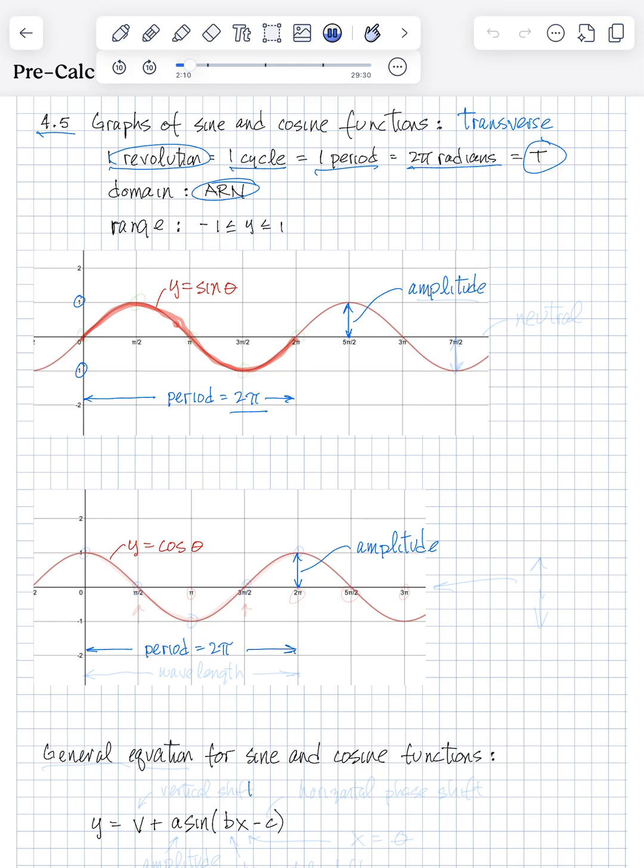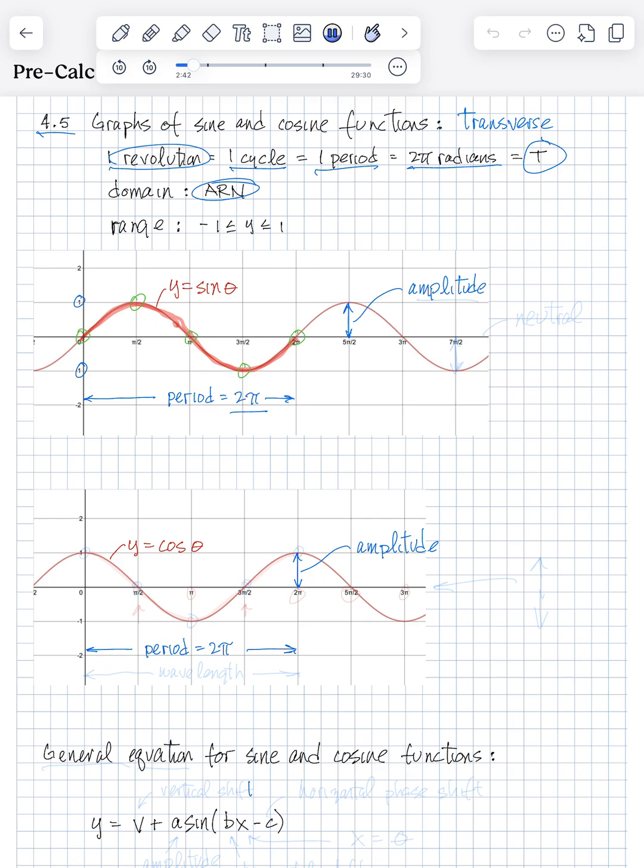A couple of points to notice. Well, there's 5 that I'm going to highlight, and I'll do that. I guess I'll do it in green. So this point, this point, this point, this one, and this one. So 3 of them are x-intercepts, and the other 2 are the amplitude.